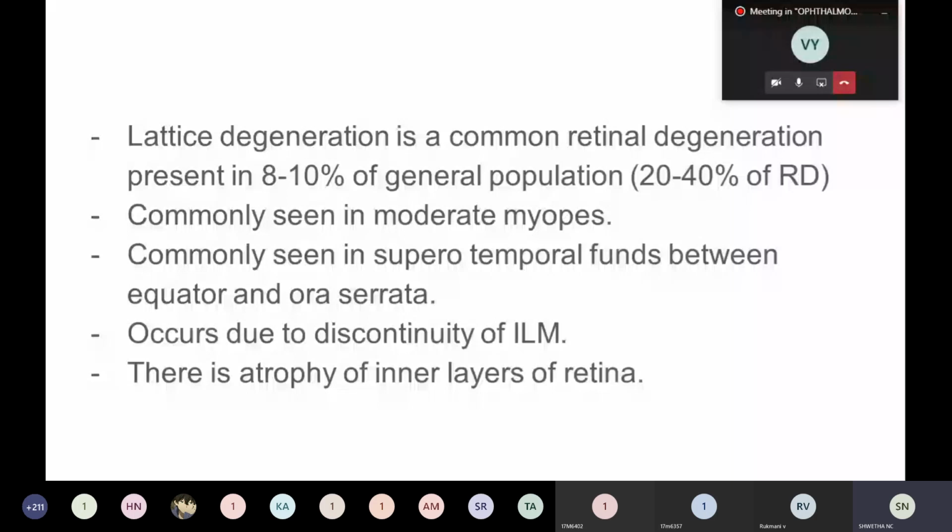And in advanced cases, you can see all the layers of the retina, including the inner layers, will be atrophied. That is why we call it high myopia. It is a degenerative myopia, so the degeneration takes place in all the layers of the retina.